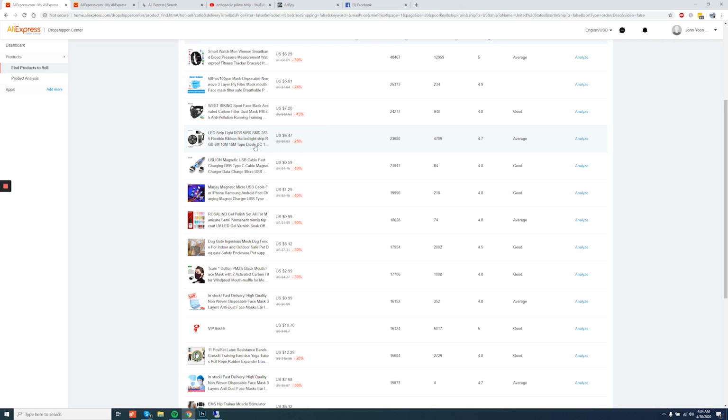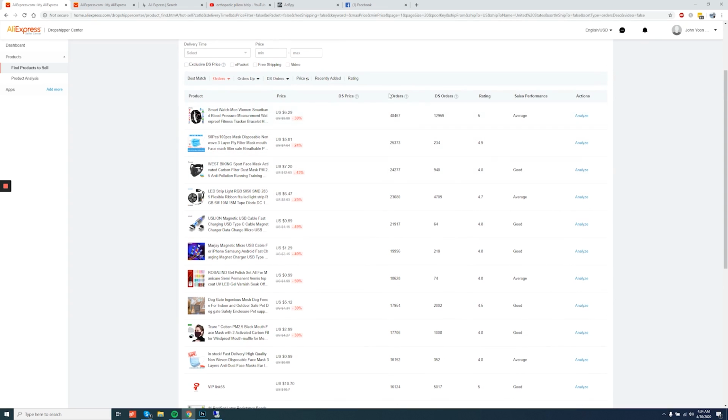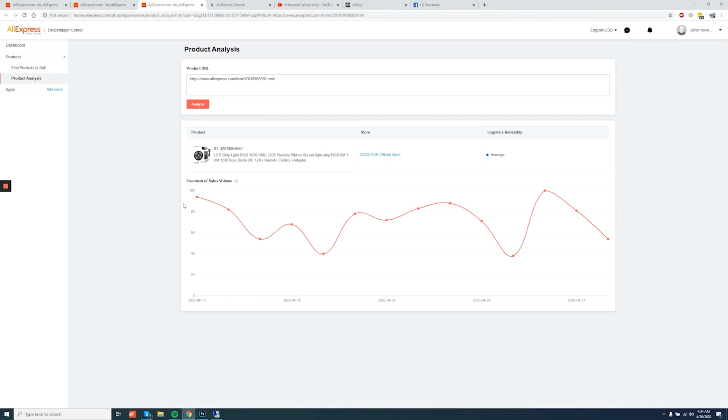And the margins on this are fantastic because it's an electrical product and people tend to overvalue these kinds of products. So you get it for $6.47 and you can sell each of these for like $25, $30, and people are buying it. So as you can see in the total number of orders, we have 23,000 orders over here, which means it's a very popular product. Now let's click on analyze over here. And it's selling relatively very well even to this day. So this is actually not a bad product for you guys to even go out there and try selling it right now because it's still currently doing pretty damn well.